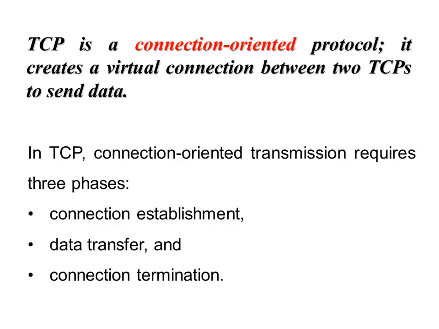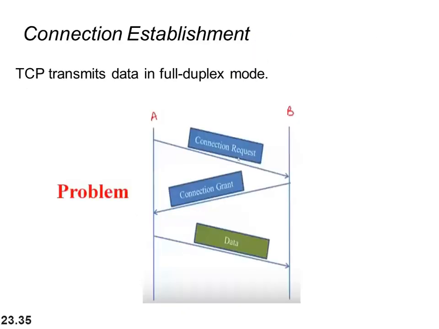Now above IP, we have TCP. So TCP is going to create the virtual link between the sender and the receiver. And from that virtual path, all the data transmission is going to take place. Now this connection-oriented transmission takes place in three phases. The first one is called connection establishment. Once it is done, the second phase is data transmission, and once all the data is transmitted, the connection will be terminated.